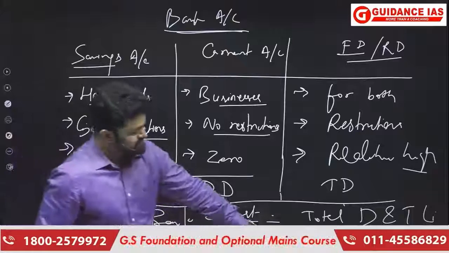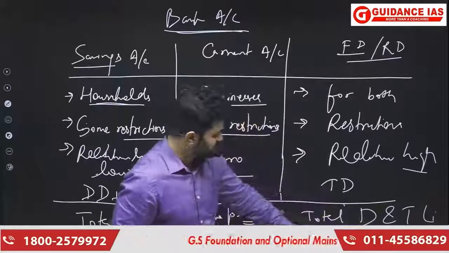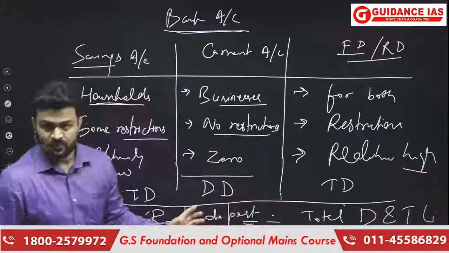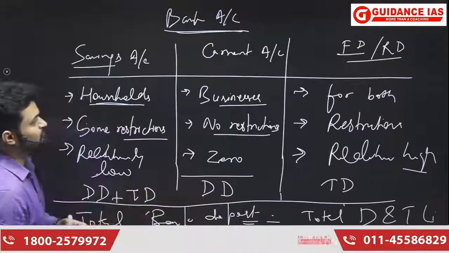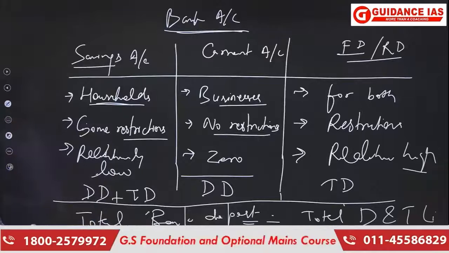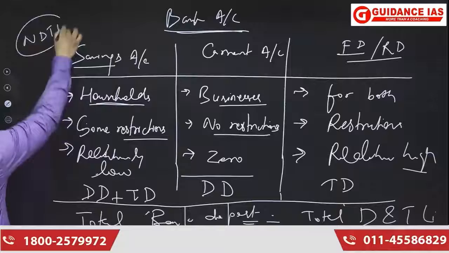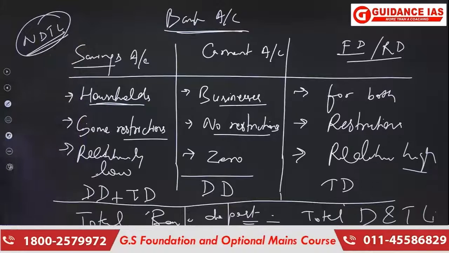So how do we get net demand and time liabilities from total demand and time liabilities? We exclude interbank deposits, the deposits of one bank in another bank. So this concept of NDTL, net demand and time liabilities, is very important.